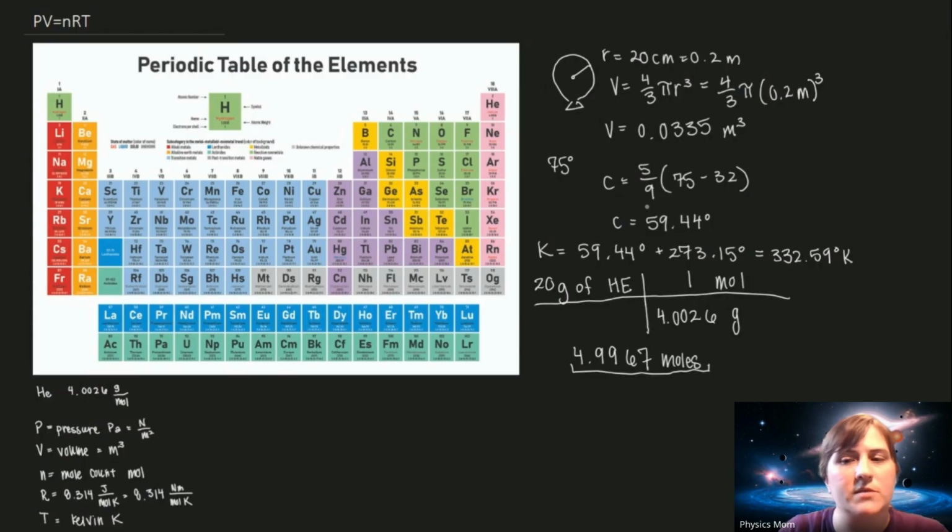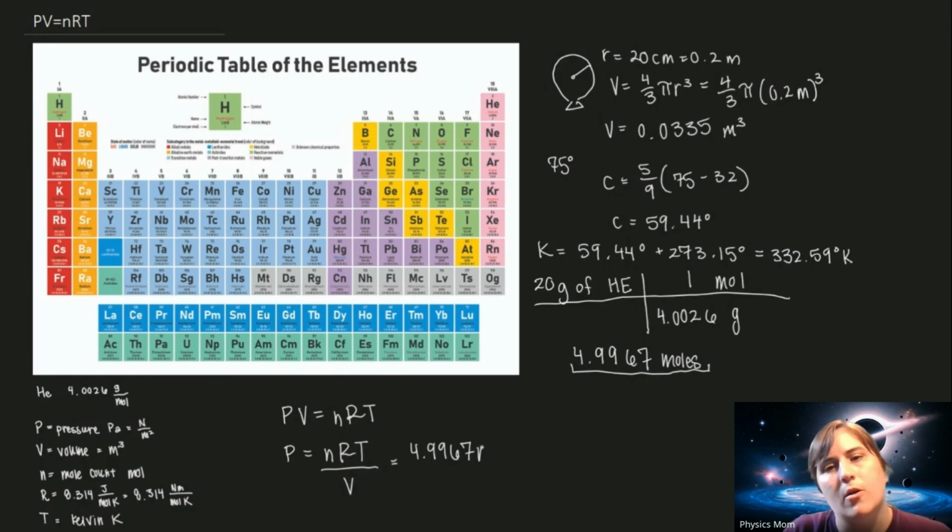Now I have all my parts. If I wanted to figure out how much pressure would be in this balloon using PV equals nRT, I'm going to divide the volume to the other side. I get the pressure, and I should expect the units to be pascals, or Newtons per meter squared. So that should be our end unit when we cancel everything out. This is going to be the mole amount, the ideal gas constant, and the temperature over the volume.